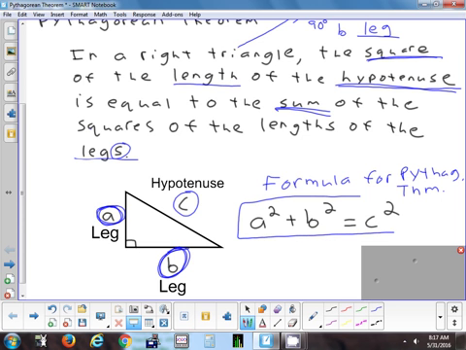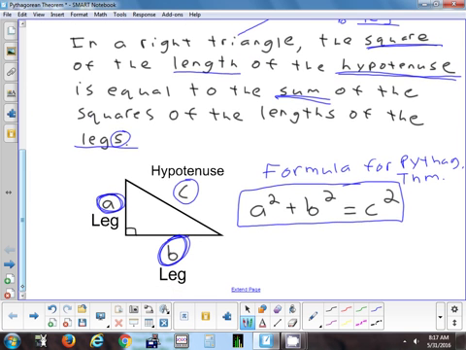Okay? There's your formula for the Pythagorean theorem. Okay, so that's what you want to put in that box. A squared plus B squared equals C squared. Now, this time I use the letters A, B, and C. Okay? You don't always have to use those letters.